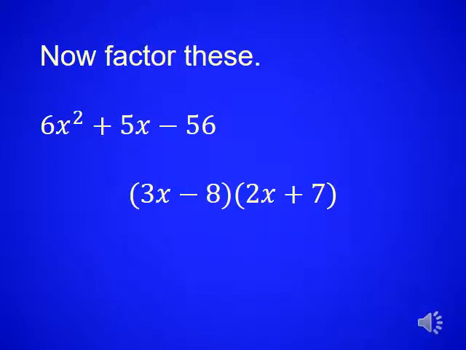Since we are multiplying to get negative 56, that's how I know that one of these numbers has to be a minus. And it does turn out that negative 8 times 7 gives me the negative 56. Now if I check the outside, I'd have 21x. On the inside, I have minus 16x. You put those together, and yeah, that really does add up to 5x. So 3x minus 8 times 2x plus 7.